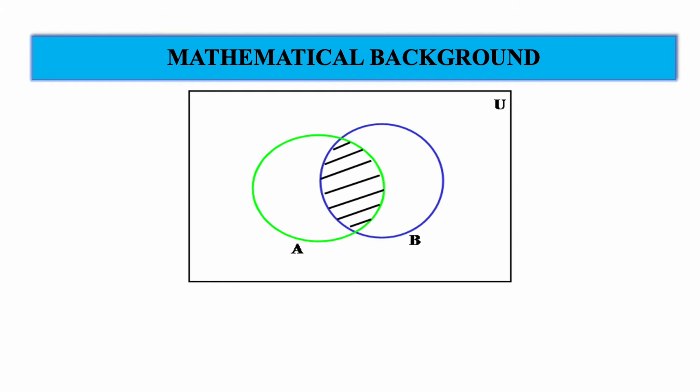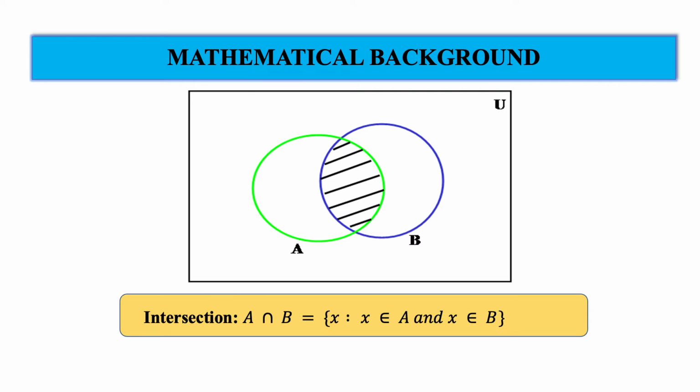Now let us look at the intersection. Intersection is essentially those elements which belong to both A and B, both the sets. So you will see that this shaded region here denotes the elements which are part of set A as well as part of set B. So this is called the intersection.